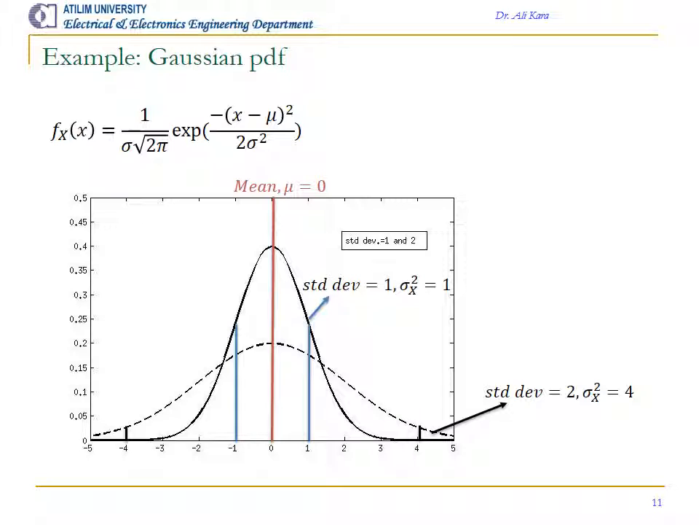Example: Gaussian PDF. Here is the Gaussian PDF. Note that it is defined for all real values of x.